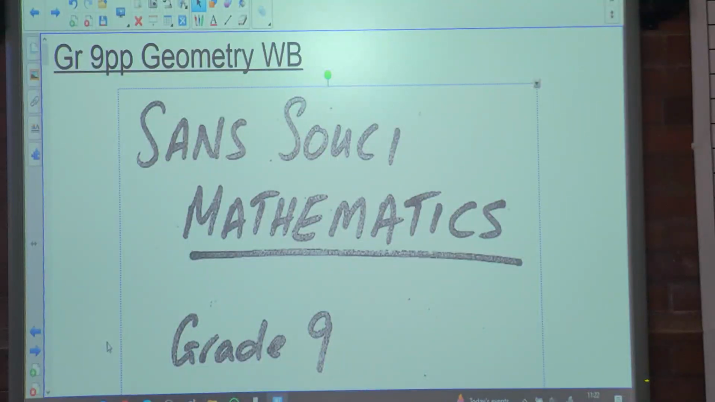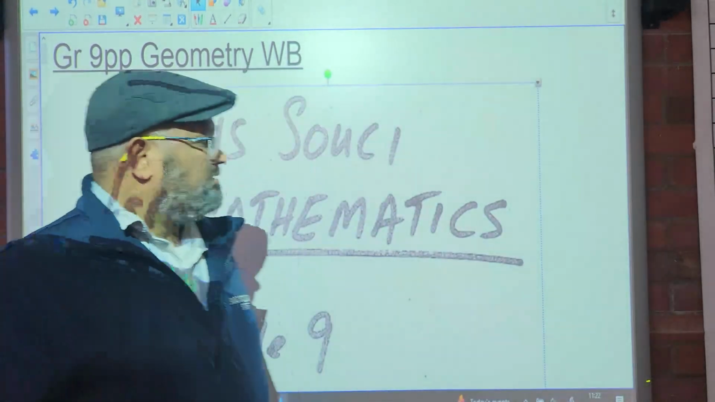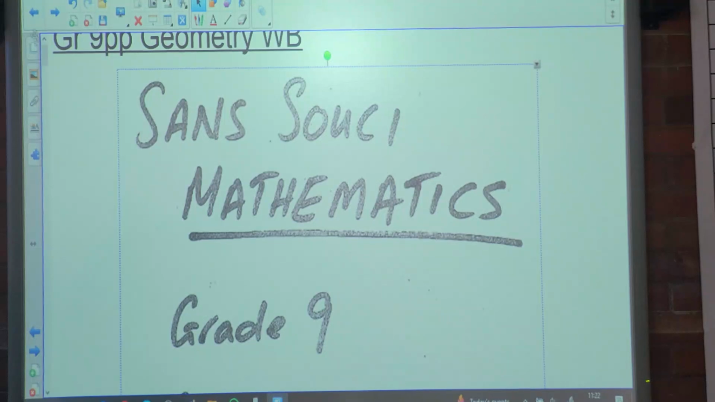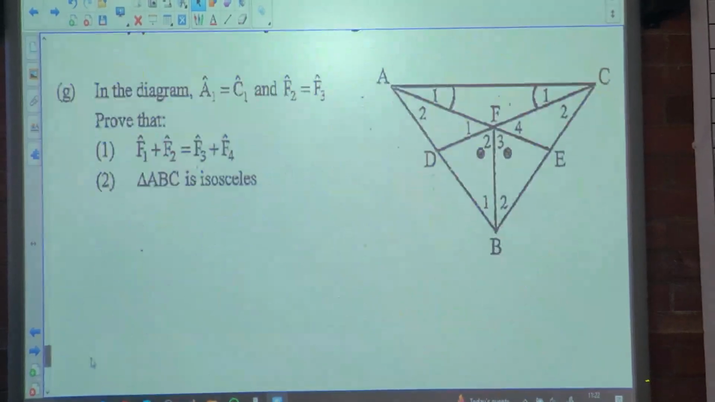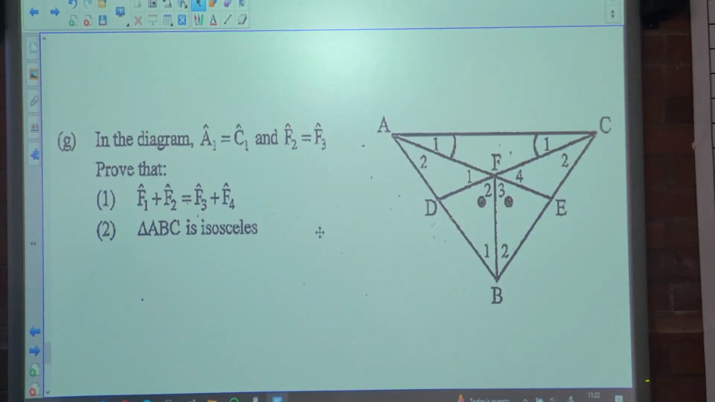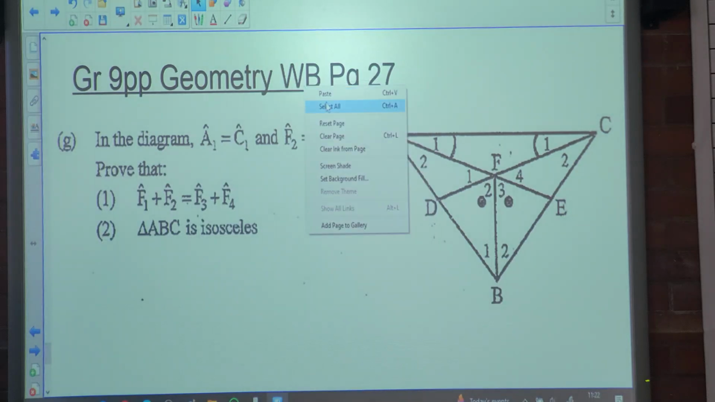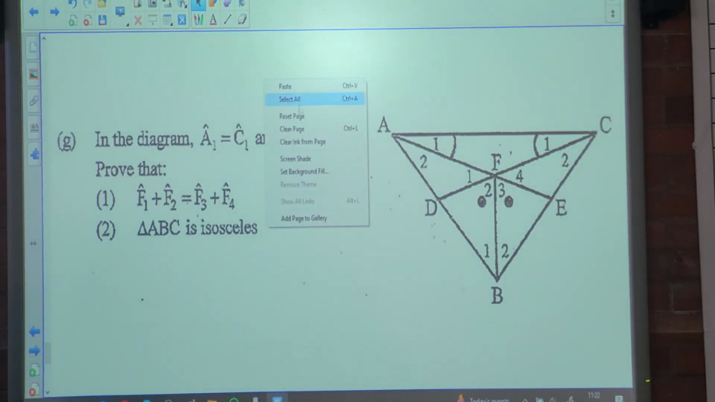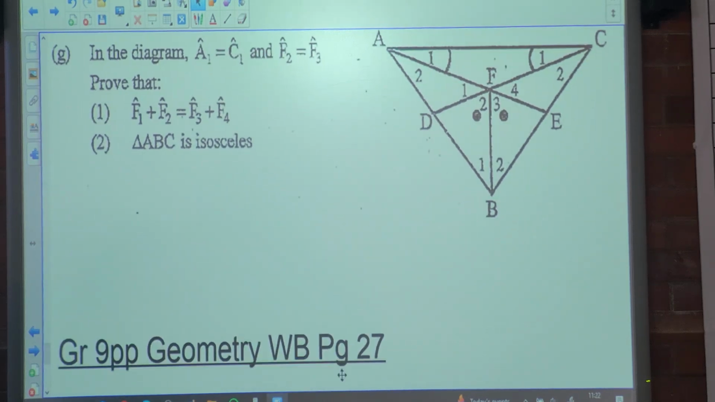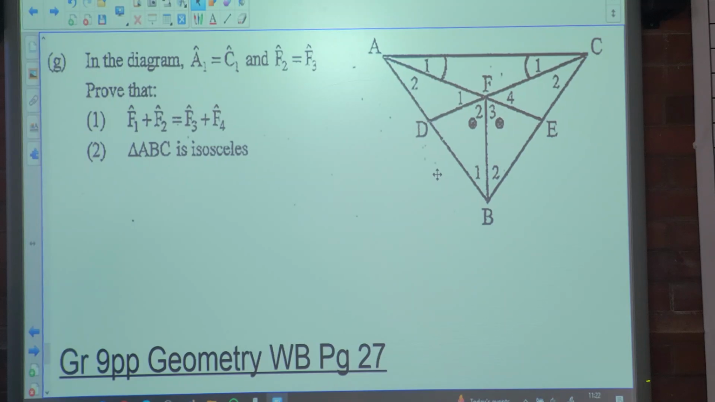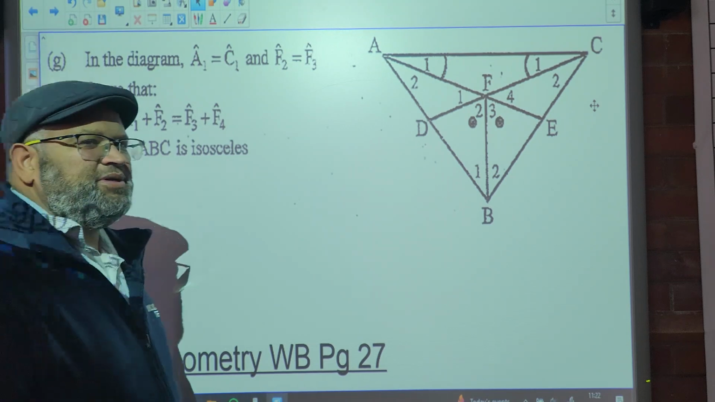Okay, good morning class. So today we're looking at geometry. We're looking at page 27, correct? So here we are told that in the diagram, angle A is equal to angle A1 is equal to angle C1. People, if that is equal, what do we know?